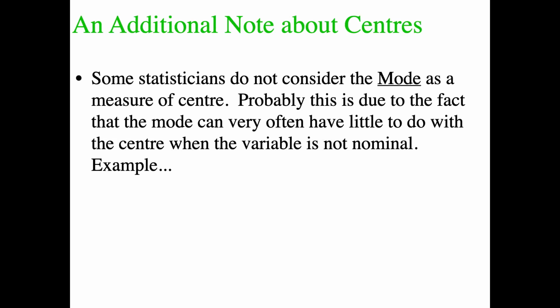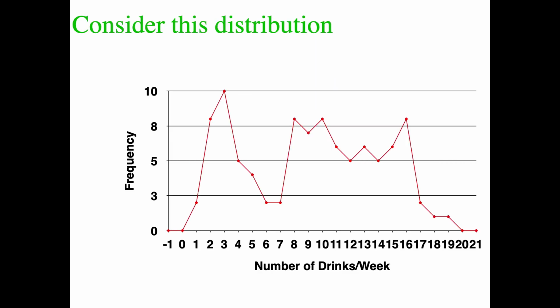Now, just a further note about this, some statisticians don't actually consider the mode as a measure of center. And probably this is due to the fact that the mode can very often have little to do with the center when the variable is not nominal. So think about that for a little bit. All I'm doing is just measuring the most frequent value, but that doesn't necessarily mean that the most frequent value is near the middle of a distribution. For instance, look at this one.